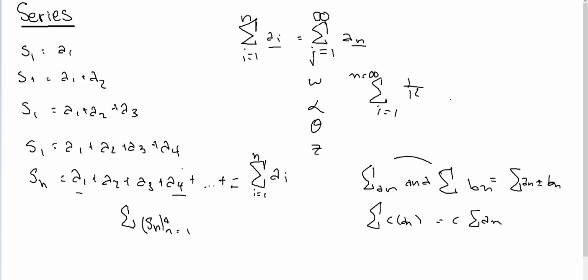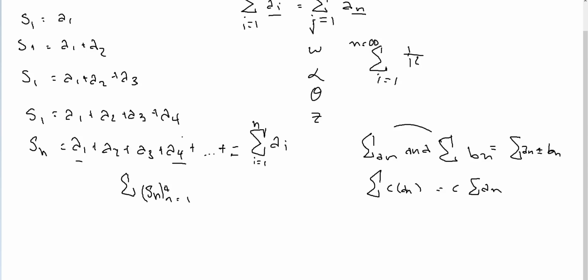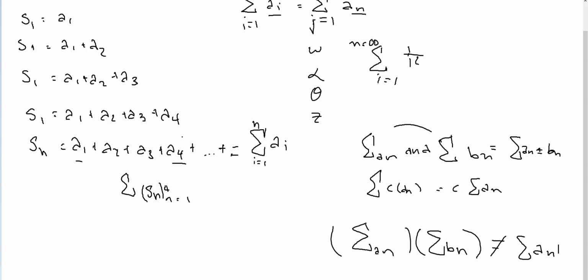What's important to note additionally, if we wanted to regard multiplication, is that the sum of an multiplied by the sum of bn is not equal to the sum of an bn. These are not relatable concepts. And if the sequence of partial sums is convergent, which means the limit exists and is finite, then the series is also called convergent, as previously stated.